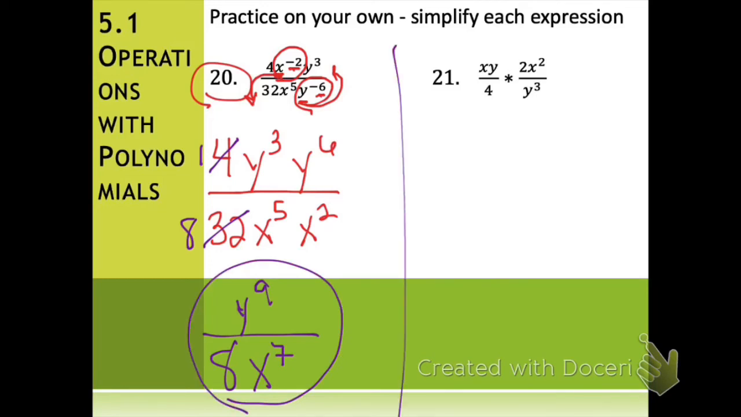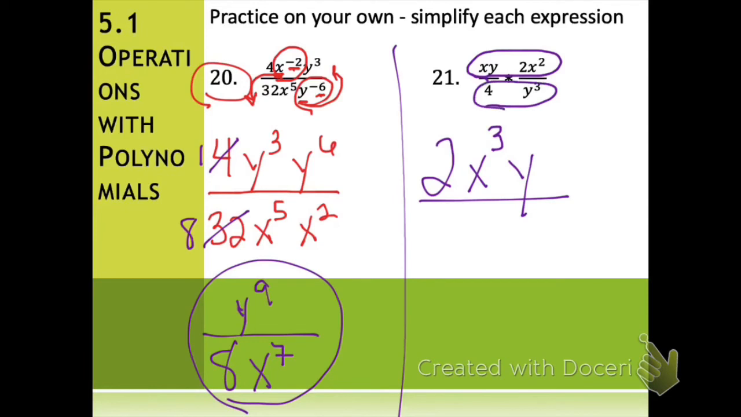Alright, next one, nice. No negative exponent. So just multiplying fractions is easy. Just multiply the tops. That's going to be 2x times x times x is x cubed times y. On bottom, just multiply the bottoms. I have 4 times y cubed. But now I need to simplify. Okay? So I can reduce 2 over 4 to 1 over 2.